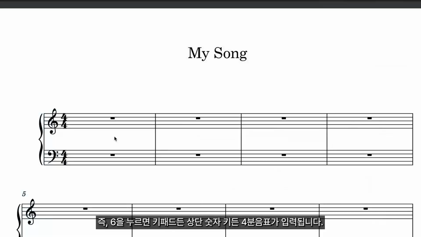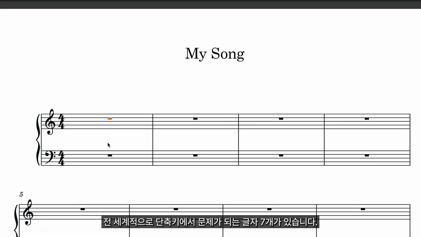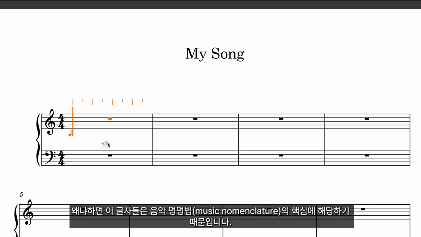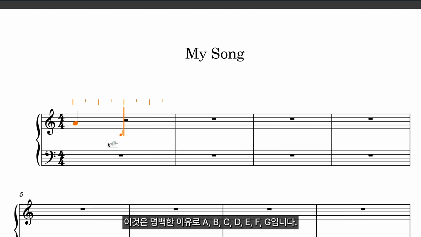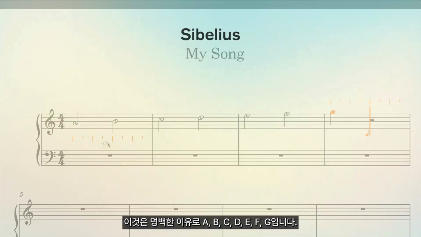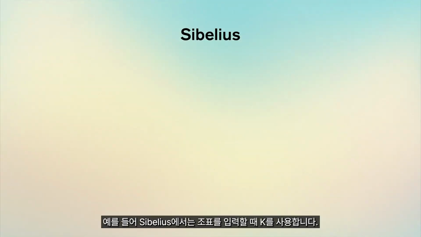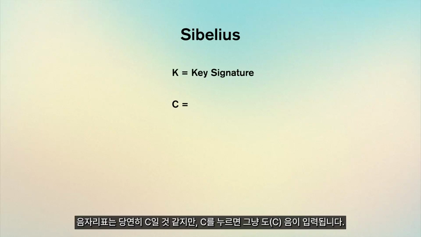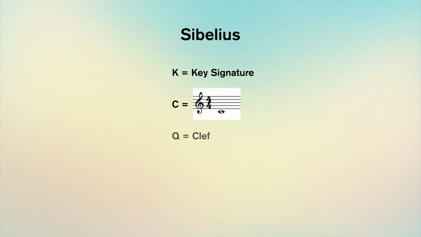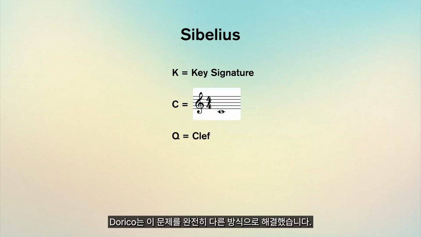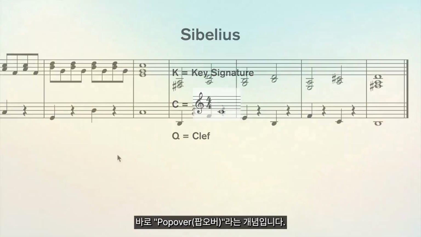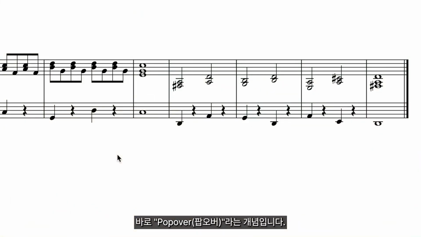There are 7 letters that are universally problematic for key commands because they are at the core of music nomenclature. These are A, B, C, D, E, F, and G for obvious reasons. That is why in Sibelius, you can select a bar and type K for key signature. For clef, one would assume you type C, but if you do that, you get the note C. The designers of Dorico figured out a different way to get around this, the concept of popovers.